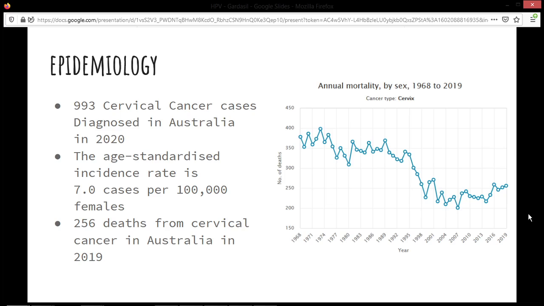According to the Australian Institute of Health and Welfare, there were 933 new cases of cervical cancer diagnosed in 2020. The age-standardized incidence rate will remain similar at 7 cases per 100,000 females. Back in 2016, there were 889 new cases of cervical cancer diagnosed. The statistics show cervical cancer cases are slightly increasing.